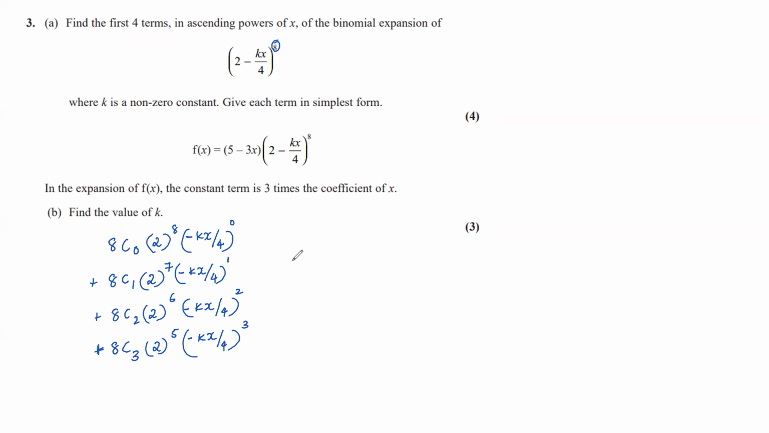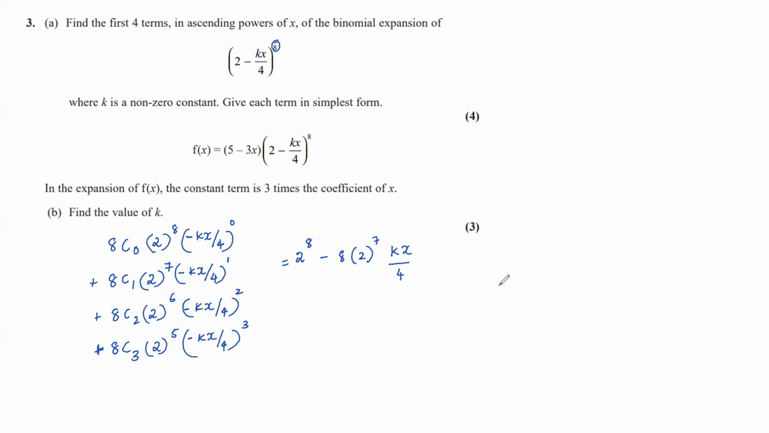So 8C0, if you put that in calculator, is 1. Anything to the power of 0, we have studied according to the law of indices, is also 1. So 1 into 1 into 2 to the power of 8 is nothing but 2 to the power of 8. That is your first term. Now 8C1, when you put that in calculator, you will get 8 into 2 to the power of 7 into minus kx by 4. So this positive sign will become minus, and kx by 4 to the power of 1 is kx by 4 itself.